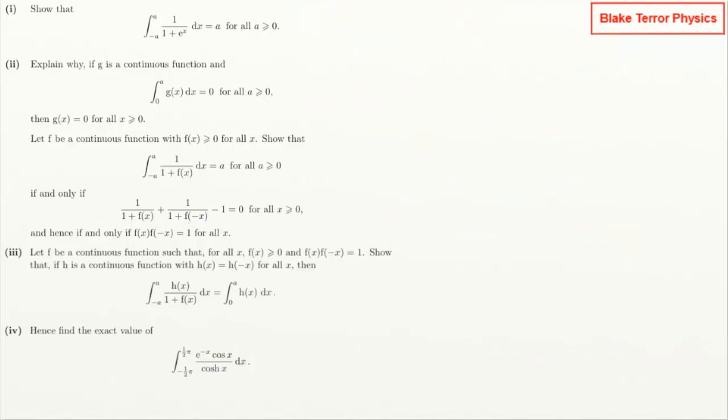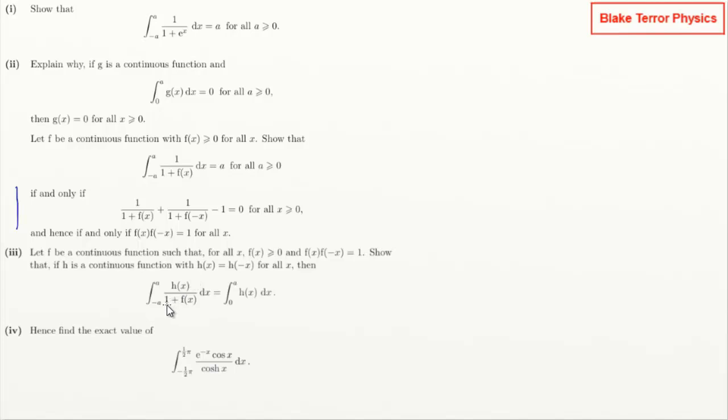Let f be a continuous function such that for all x, f of x is greater than or equal to 0, and f of x times f of minus x is equal to 1. Right, so all of the conditions that we needed for this previous part of the question. Show that if h is a continuous function with h of x equals h of minus x for all x, then this thing is going to hold.